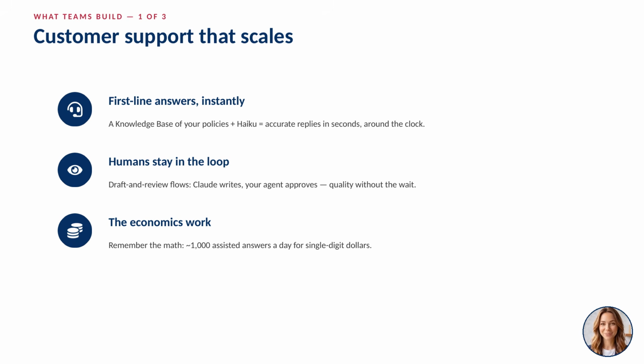Pattern 1, customer support that scales. You combine a knowledge base of your policies with a fast model like Haiku, and you get accurate first-line answers in seconds, around the clock. The smart teams keep humans in the loop. Claude drafts the reply, a support agent approves it, so quality stays high while response times collapse. And remember our pricing math. 1,000 assisted answers a day lands in single-digit dollars.